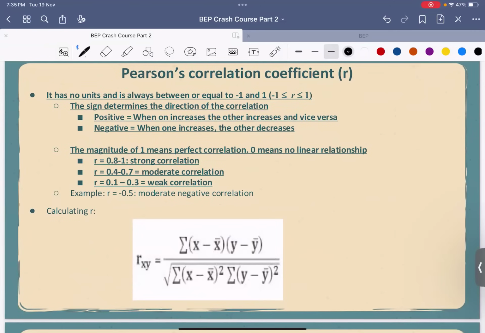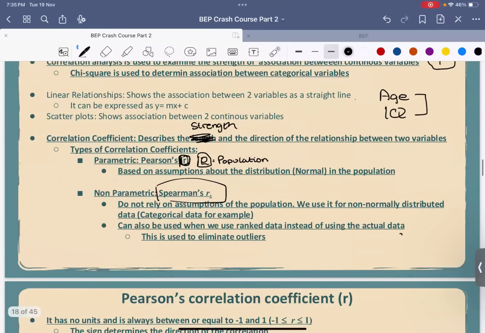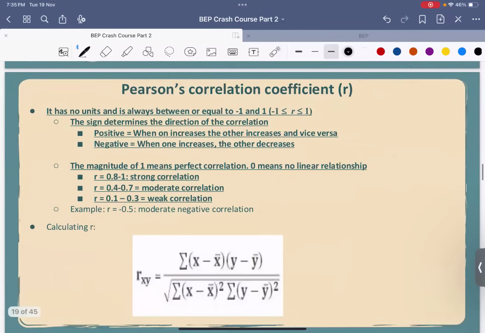So first thing, it has no units. It's just a coefficient, okay? A ratio, basically. And secondly, it's always between or equal to -1 and 1, okay? So it's either -1 or 1 or something in between, okay? So we said that we determine the strength and the direction of the relationship between the association. And how do we do that?